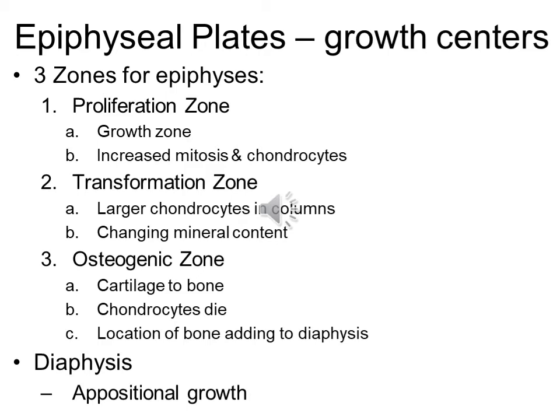Then we have our osteogenic zone, transforming cartilage into bone. The chondrocytes are going to die. They're broken down by osteoclasts. And then our osteoblasts form osteoid or hard bone. And the osteogenic zone is the location of bone that's going to be adding to the diaphysis.